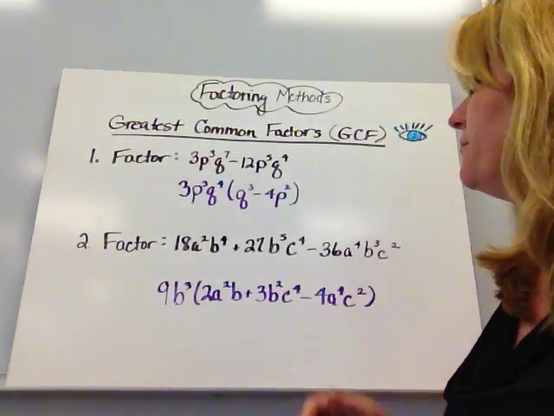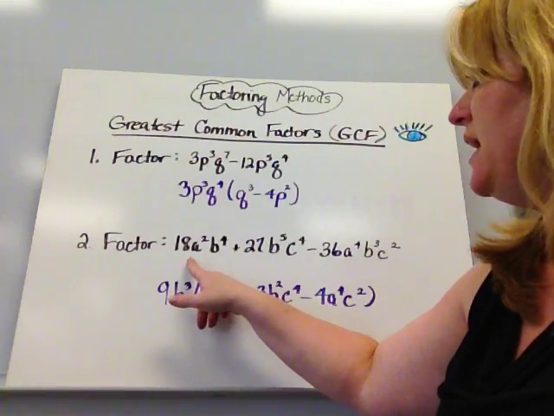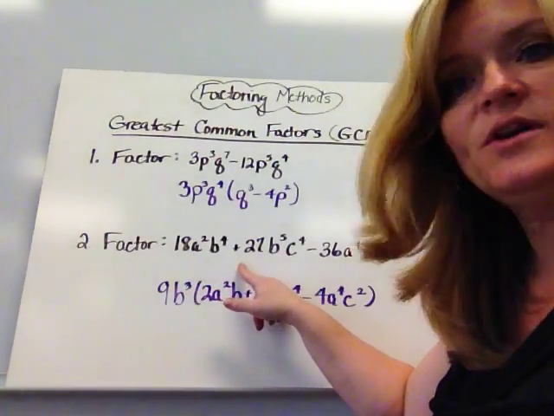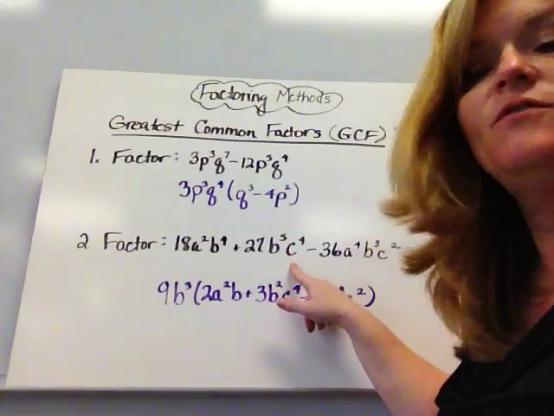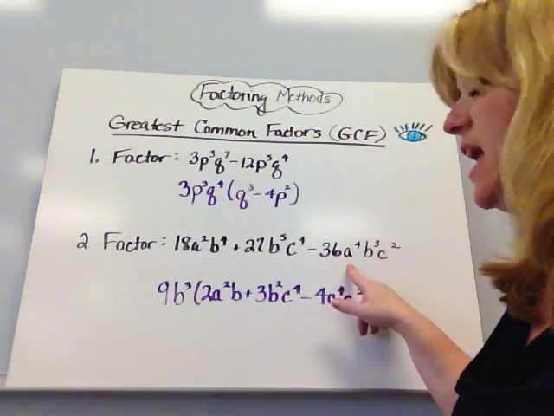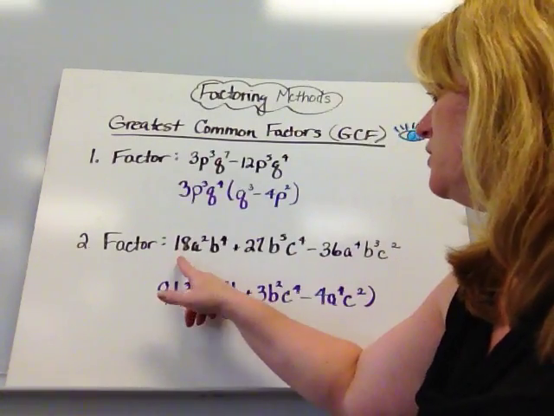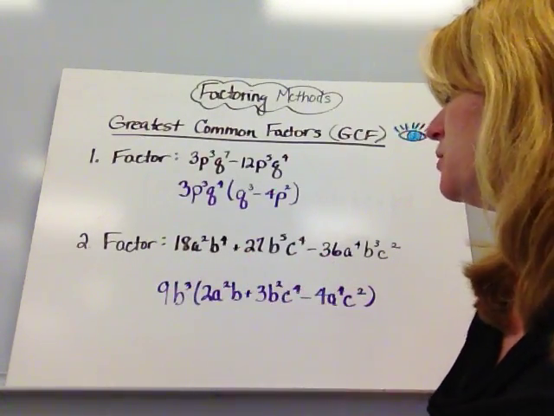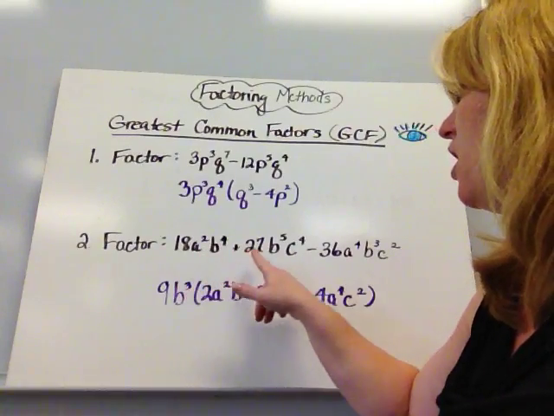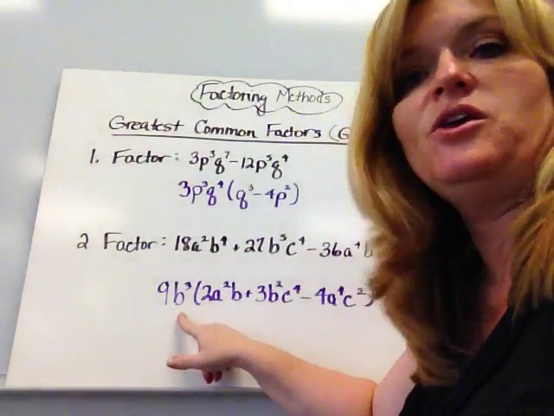It's a little bit longer. I want to factor 18a squared b to the 4th plus 27 b to the 5th c to the 4th minus 36 a to the 4th b cubed c squared. So I looked at all three of these numbers here. I noticed I could take a 9 out, and then I looked at all my variables and noticed I could take a b cubed out.